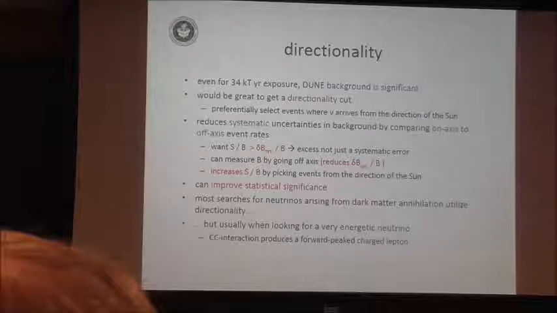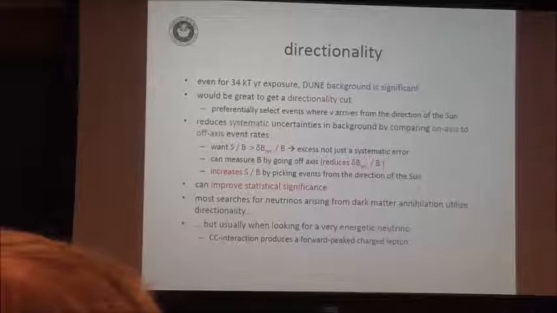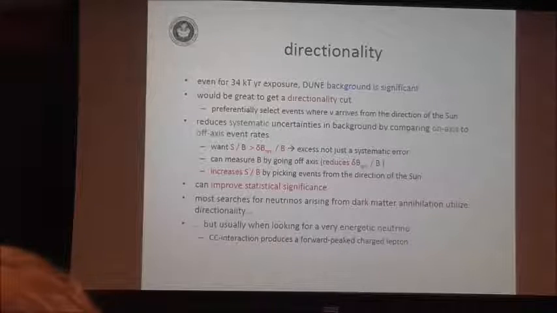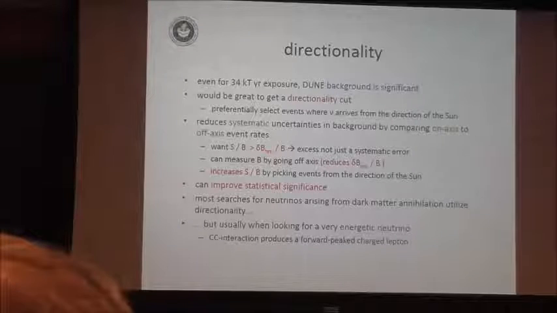Okay. So as we can see, even for just this 34 kiloton year exposure, in this 236 MeV neutrino channel, your background is starting to be significant. You're getting on the order of 50 events or so. So it'd be nice to get a directionality cut, which is going to preferentially select the neutrinos that are coming from the direction of the sun. And so that's going to reduce your systematic uncertainties by looking on axis in the direction of the sun versus off axis. I like to think of this as almost a two-step process.